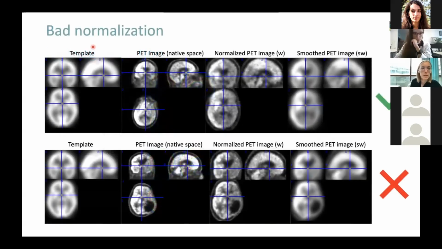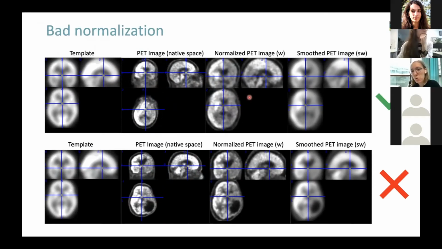So then we look at the normalization. On the left side here, you see the MNI template. Then next to that, you see the FDG-PET image in native space. Then you see a normalized PET image. And from the PET image in native space to the normalized image, you see that there is, of course, a resizing of the brain to fit the template, and also small changes to make it fit well.